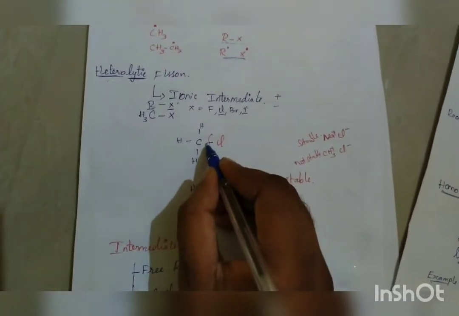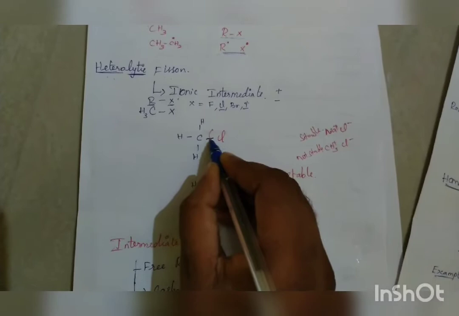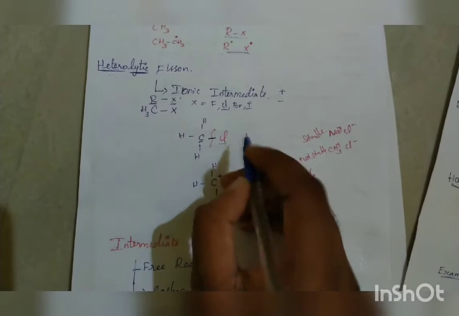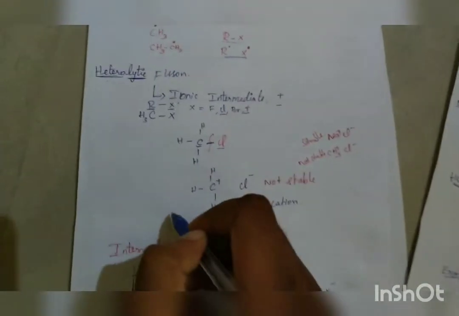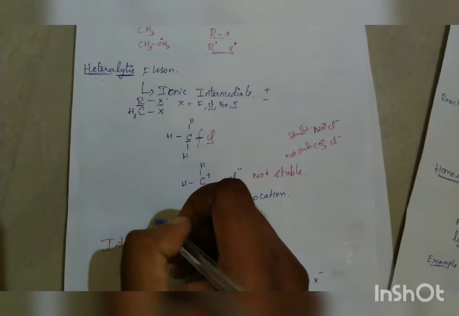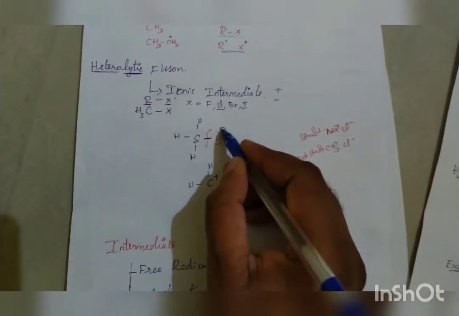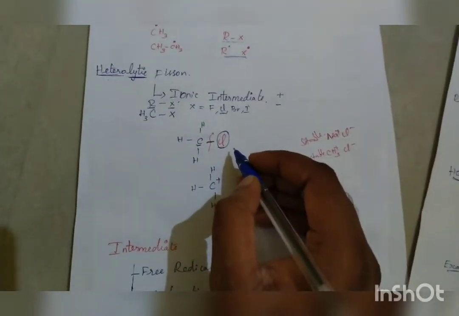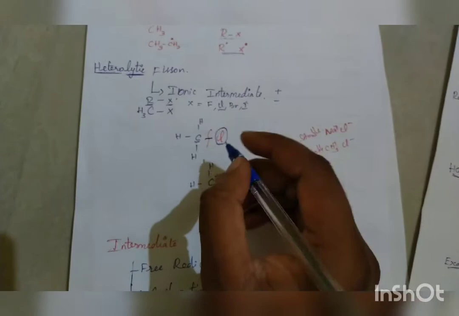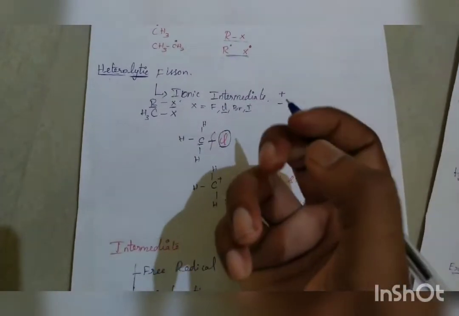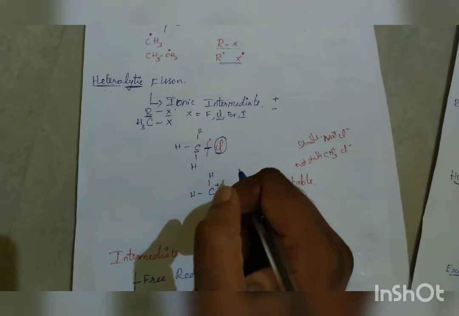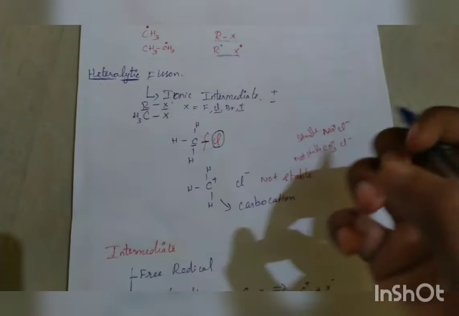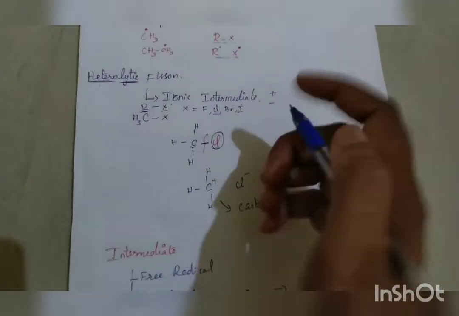Here we should know which is the more electronegative, carbon or chlorine. Yes, you are correct, chlorine is the more electronegative. What is electronegativity? The tendency to attract the shared pair of electrons towards itself. It is attracting the shared electrons.